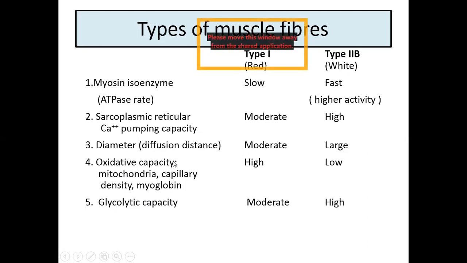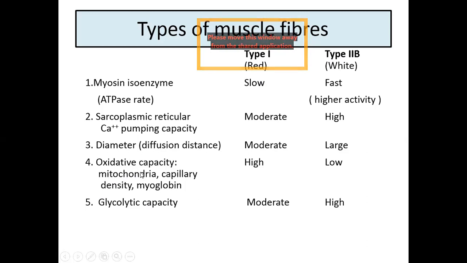So we call them slow oxidative fibers or fast glycolytic fibers. Type 1 is called slow oxidative fibers. It is called the red muscle fiber. Type 2B is called the white fiber. It is called fast glycolytic fibers.